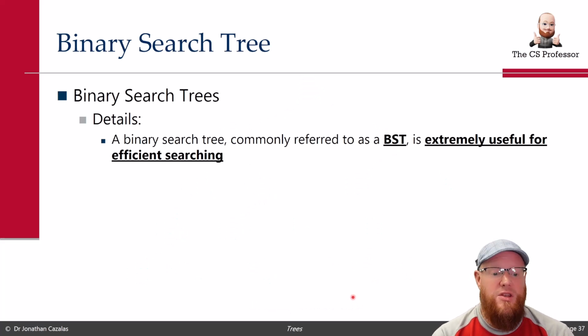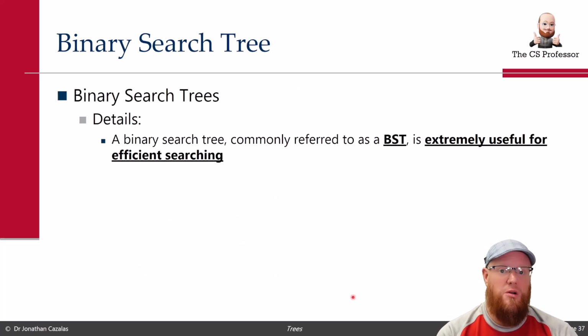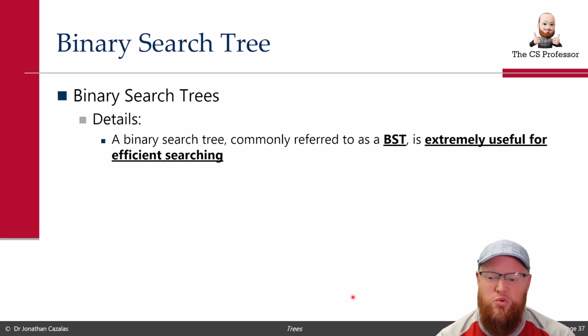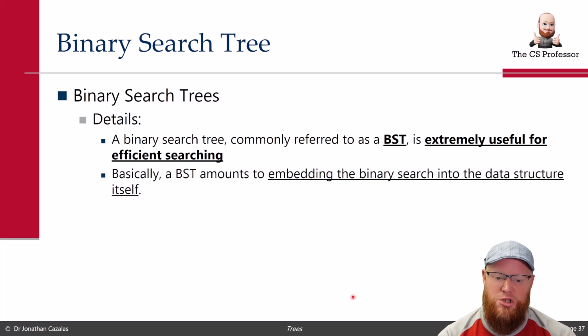So a binary search tree, often called just a BST, is extremely useful for searching. What we've done, which is super cool, we have effectively embedded the idea of binary search into now a linked, dynamic data structure. This is incredible, right?